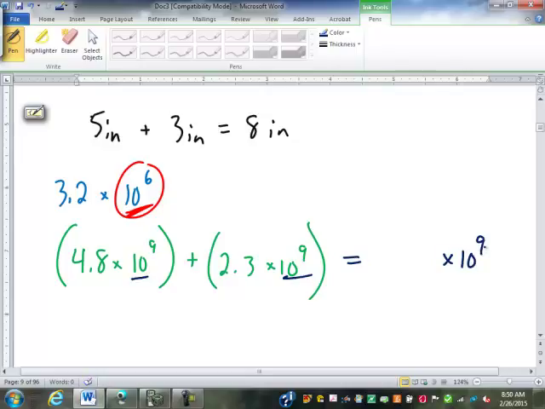I keep the same name, and I combine the counts. 4.8 plus 2.3 is, well, 7.1 times 10 to the 9th. Or 7,100,000,000 if you did it all out. Yep.